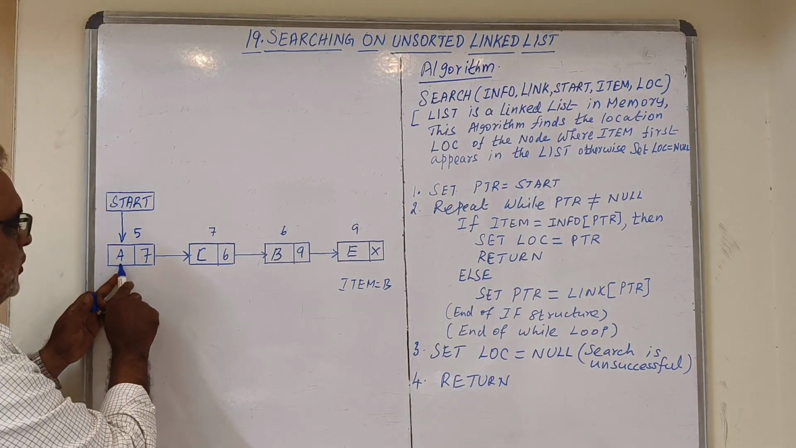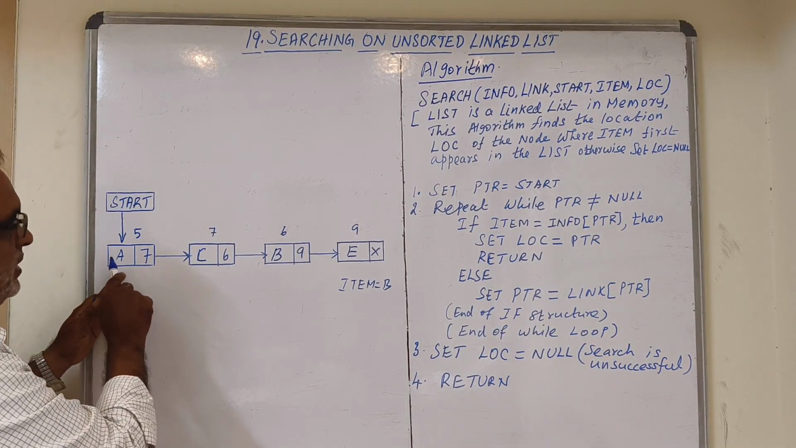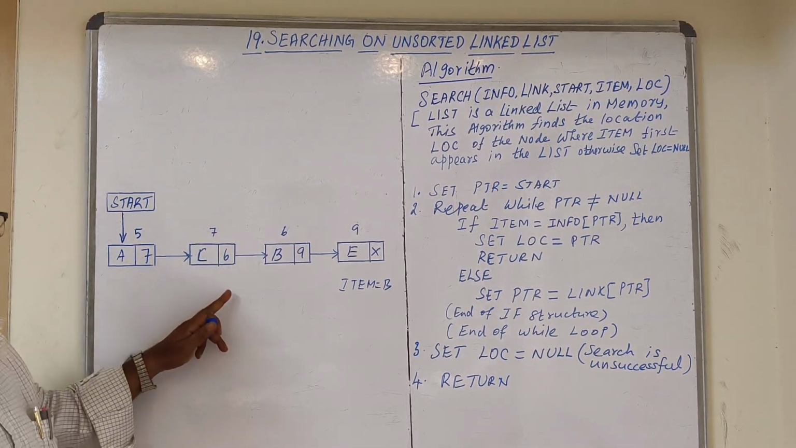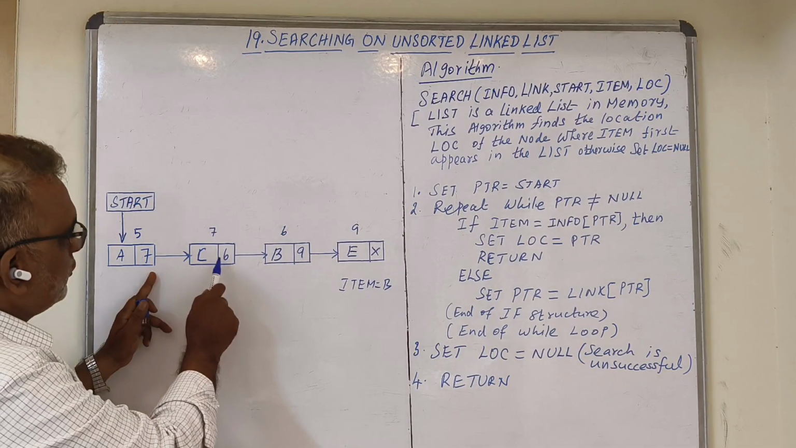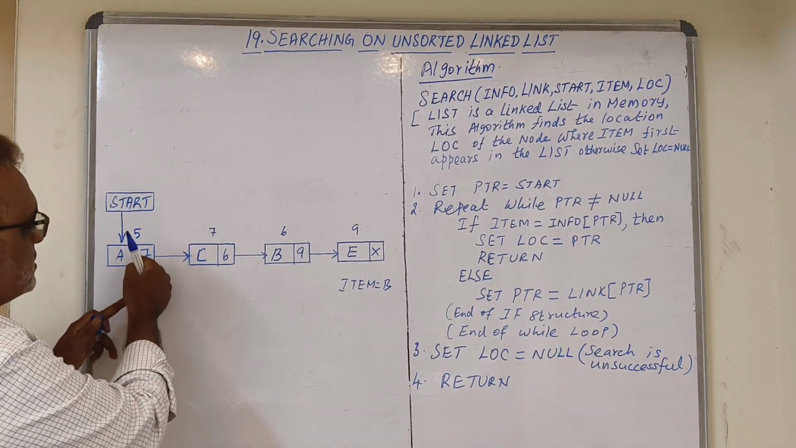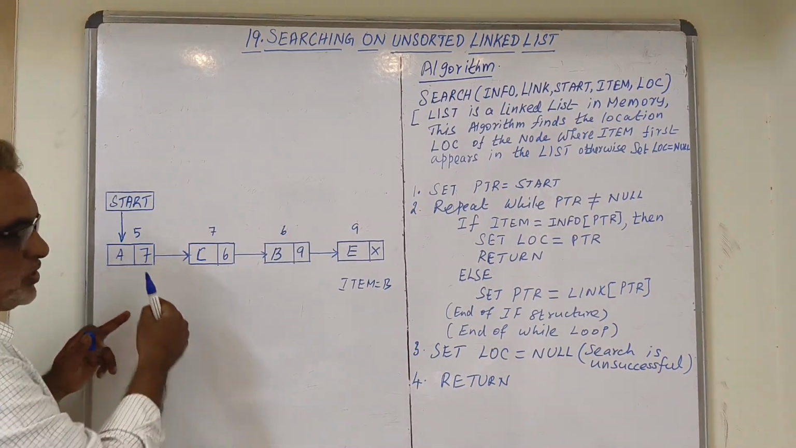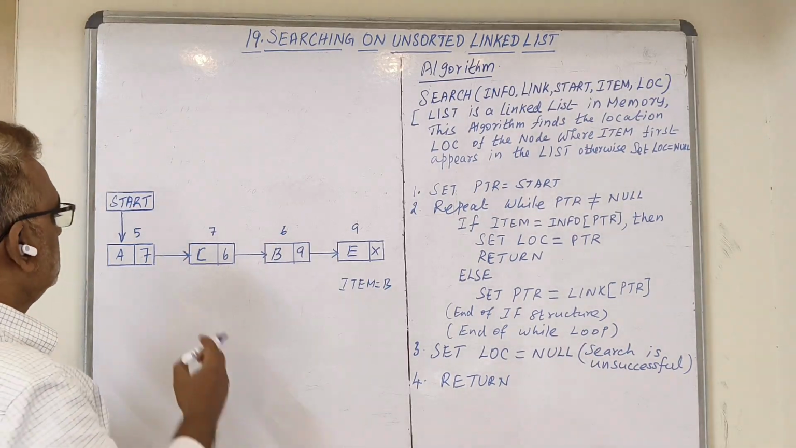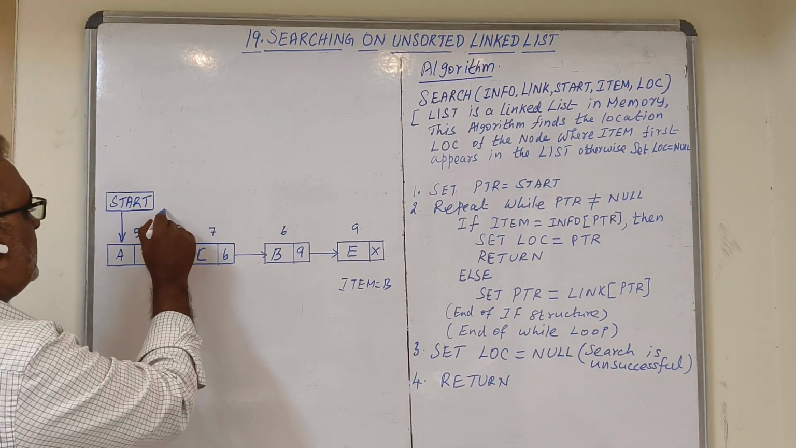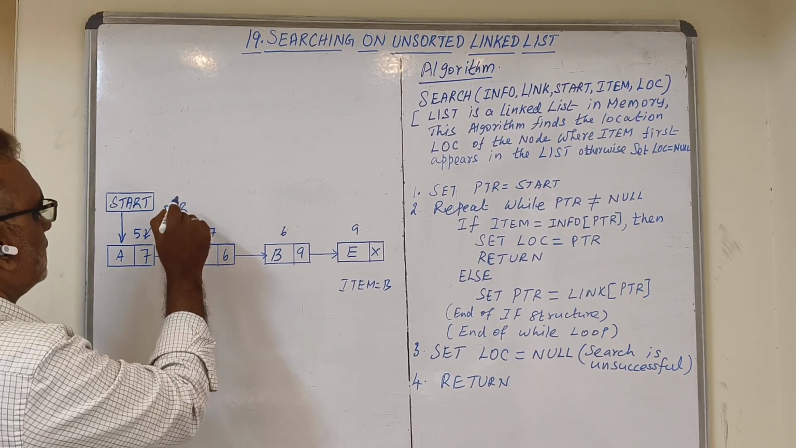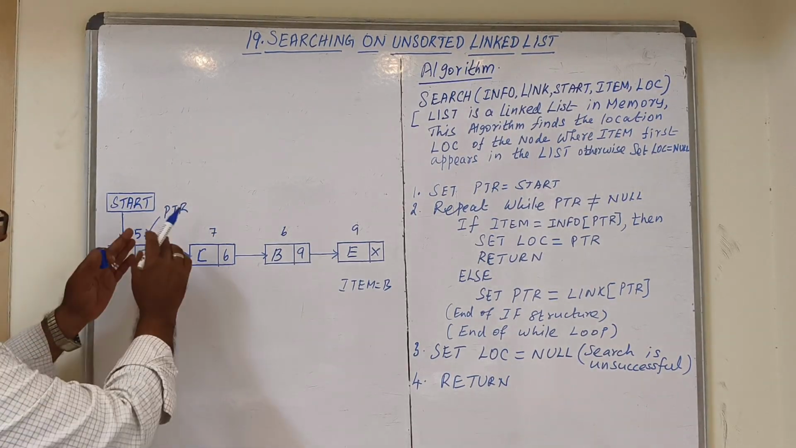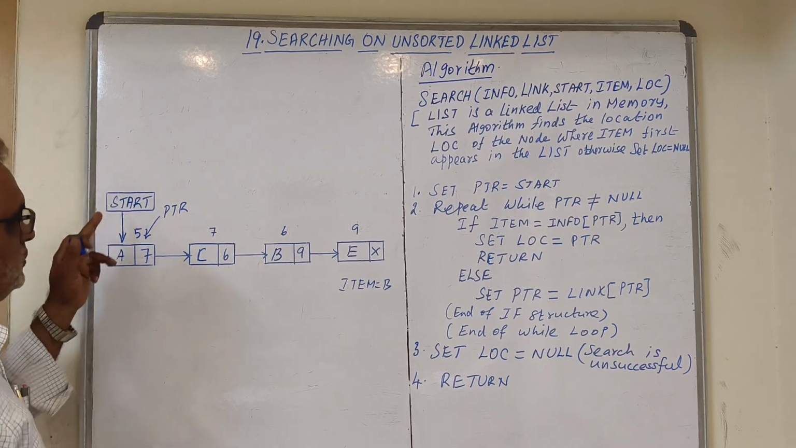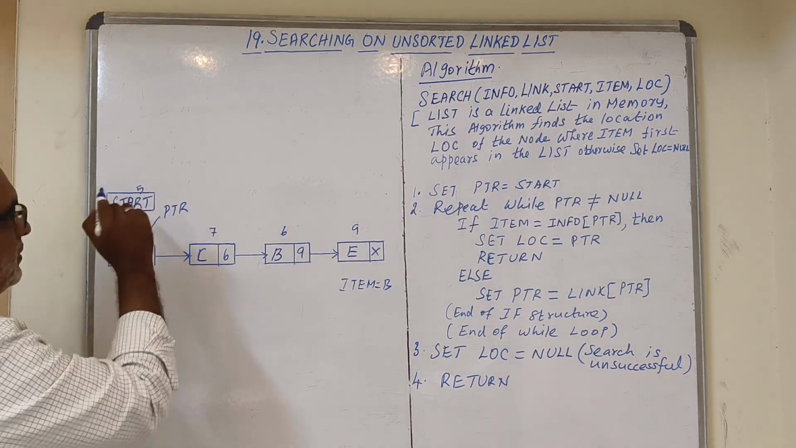First we check the first node, so check the information part. It is not B, so we move on to the next node. In order to move to the next node, we have to use the link part of the first node, because that gives the address of the second node. For that we assign a pointer, PTR. Initially we take PTR as equal to the start value.